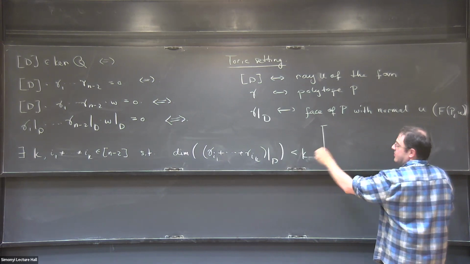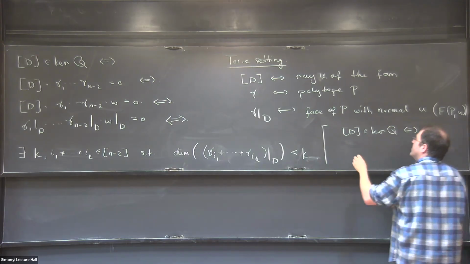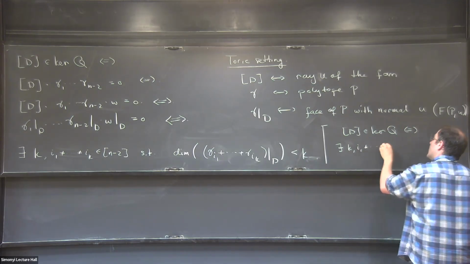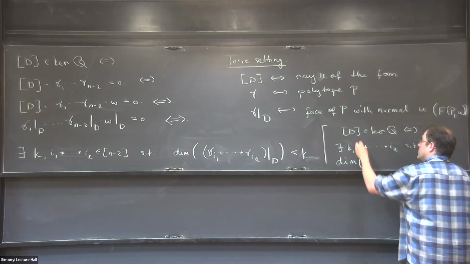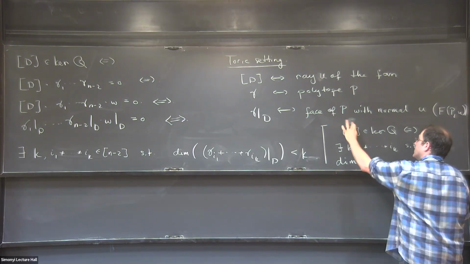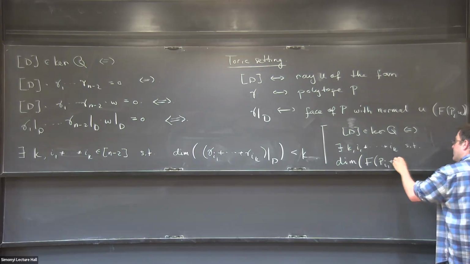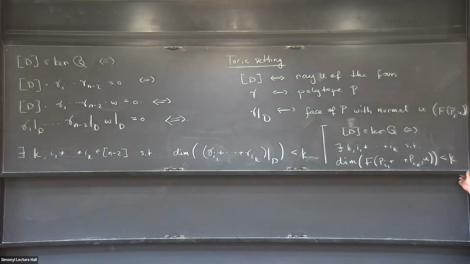Take D to be torus invariant, right? D in the kernel of Q is the same as saying that there exist K and I1 not equal to IK such that the dimension, so D corresponds to some normal direction U, right? The dimension of the face of the sum of these polytopes with normal direction U is less than Q. So it's saying something about the dimensions of the subspaces in which the faces of these polytopes live.